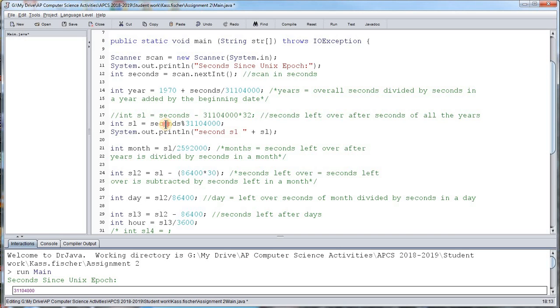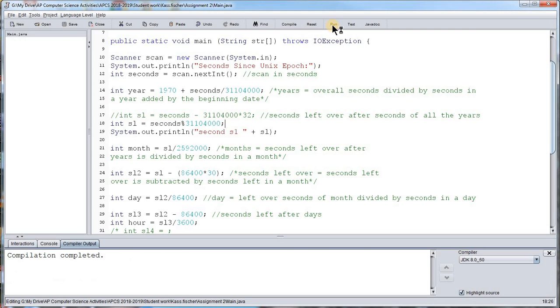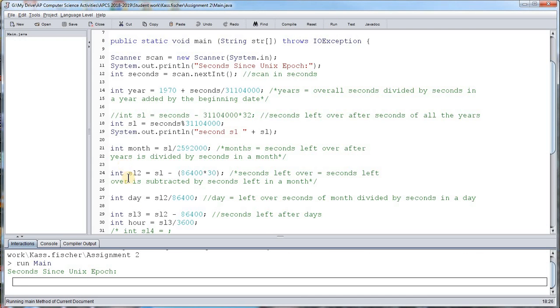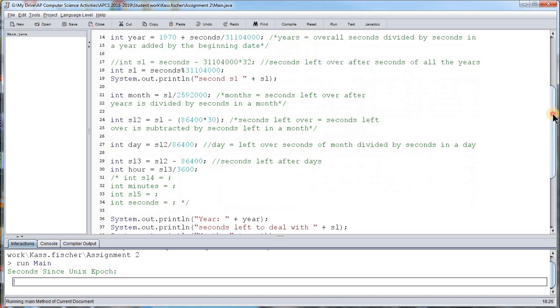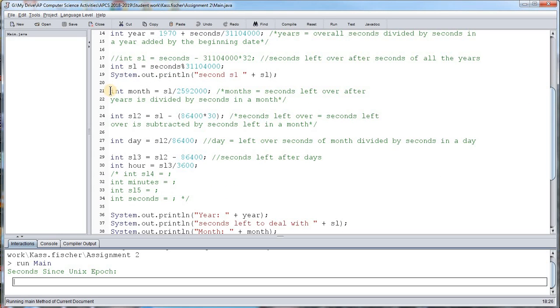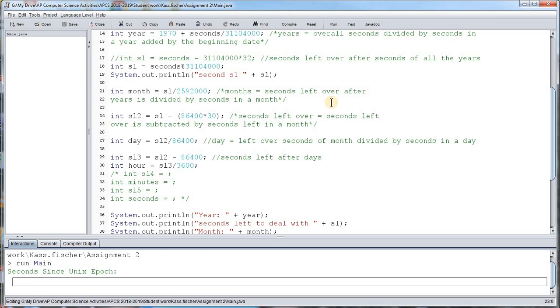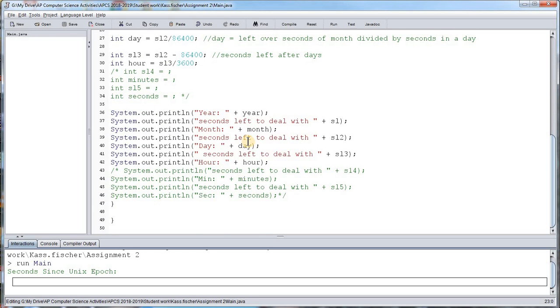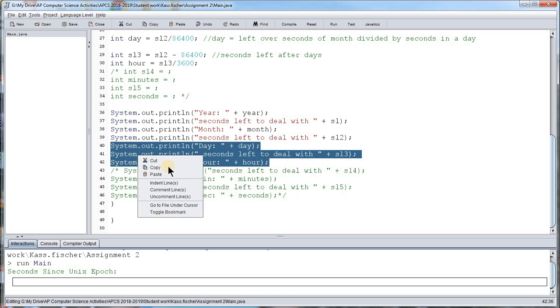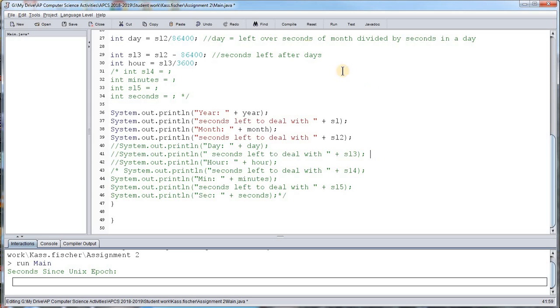So this is the number of seconds divided by the number of seconds in 1 year. When I do that, it's going to give me the remainder of the seconds left over to deal with. So let me show you what that looks like here. Compile. Run. Now keep in mind the rest of this is probably inaccurate. In fact, I'm going to comment this stuff out here. I'm going to ignore this spot over here. In fact, I'm just going to work on months.